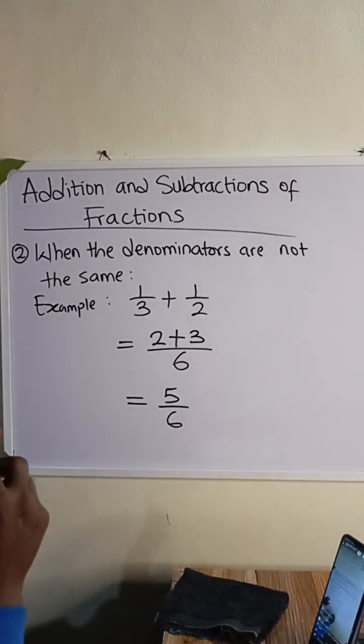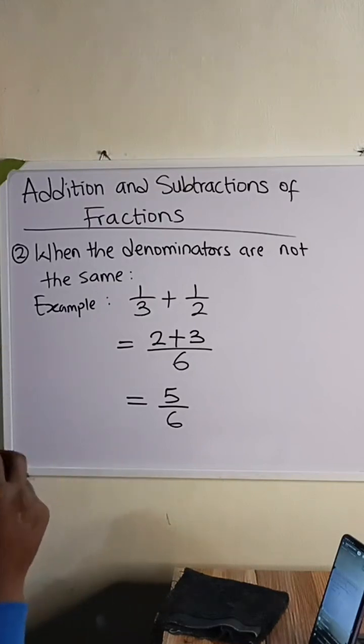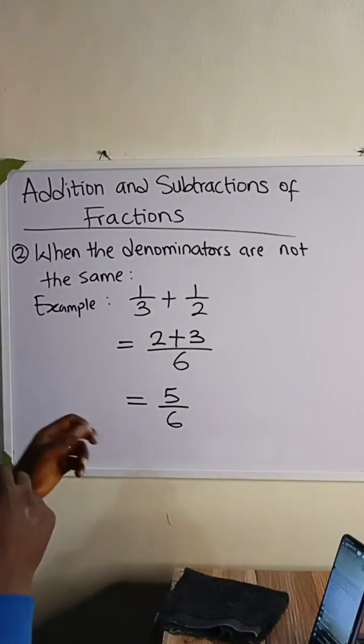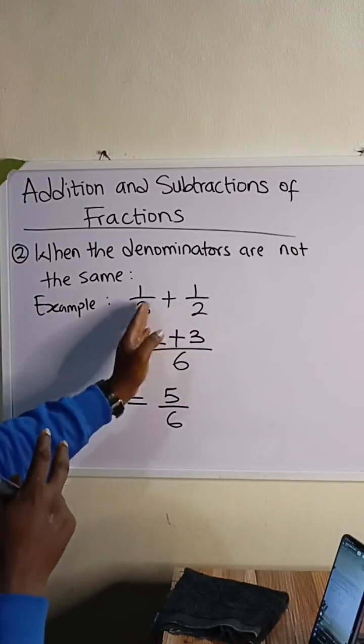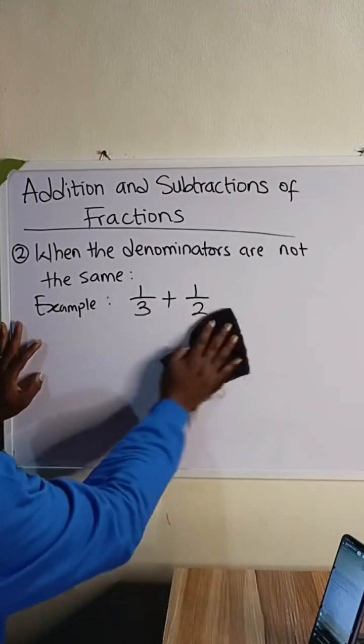So take note, in this particular situation, the denominators are both less than 10. So when the denominators are both less than 10, all you need to do is multiply the two denominators to get the common denominator. Let's look at another question.